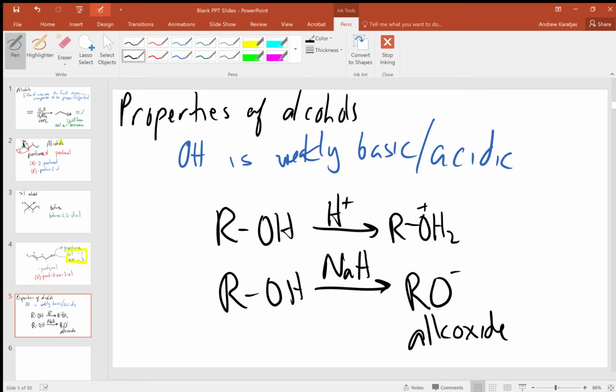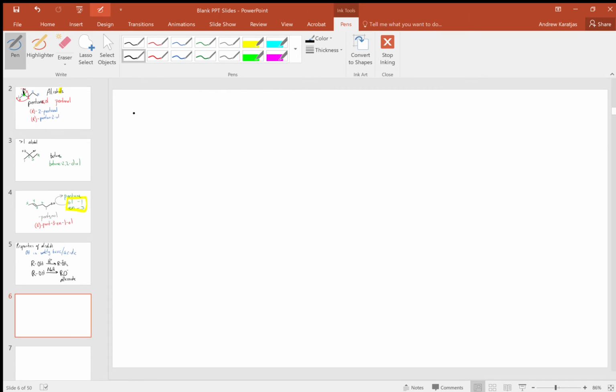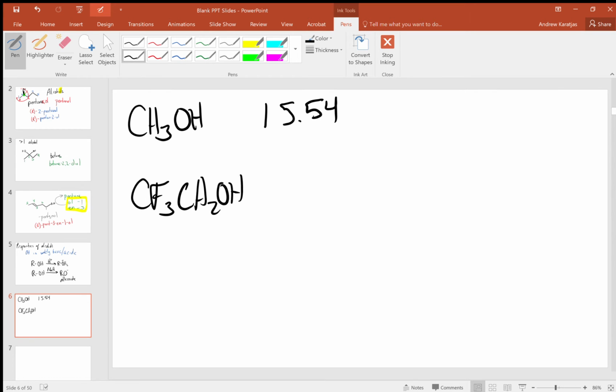But any of these effects is largely based on what groups are attached to the alcohol. And we can see some of those by looking at some specific examples with pKa's. So methanol, for example, which would be our simplest alcohol, has a pKa of 15.54. Now we can influence that by adding electron donating or electron withdrawing groups, as we've seen in the past. So for example, we could put some fluorines on there, or we could put extra methyl groups.